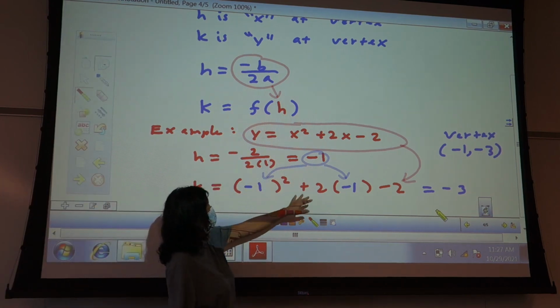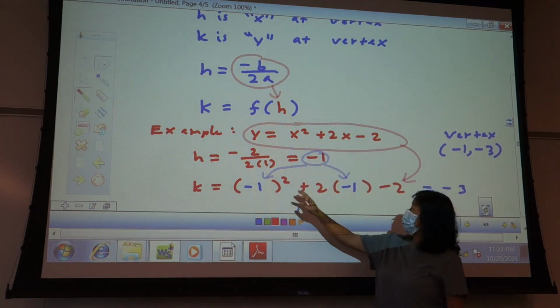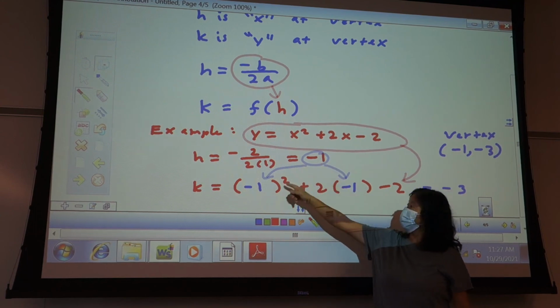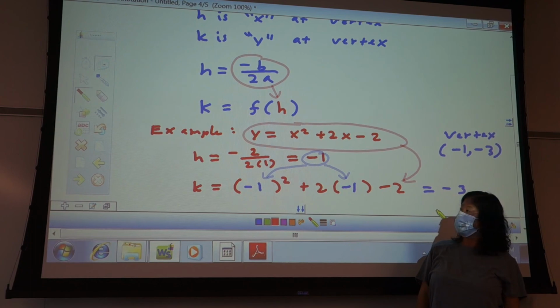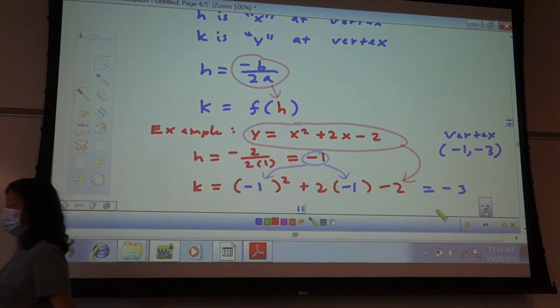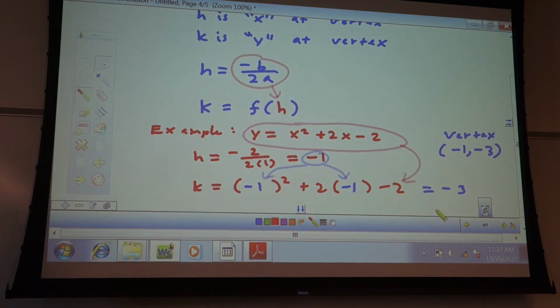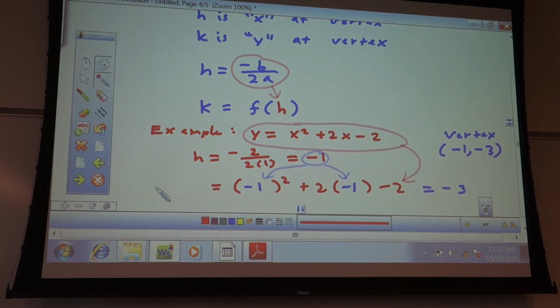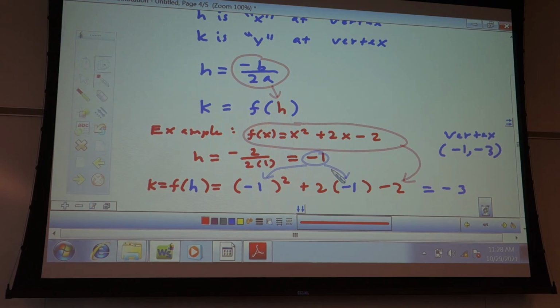I just took the original equation, wrote it down here with big parentheses where the x's are, and put in for the x whatever I got for my h. My h goes in there. And once you solve the whole thing, that's the y, that's the k. So now I'll write k equals f of h. I'll write f of x, so it's more consistent. Then we just put an h in for x. We're just finishing up the last one.